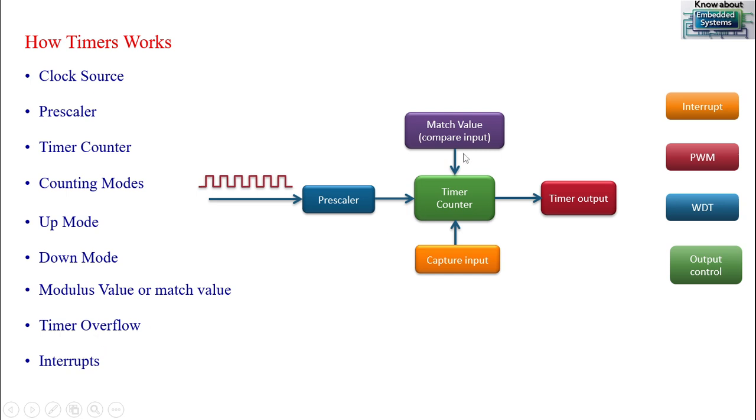Timer overflow. There are two scenarios here. Whenever the match condition occurs, the timer will overflow, and based on that, the timer output will be configured for different functionality. And the second thing is, whenever the timer reaches its maximum value, it will roll back to 0. That is called timer overflow. And then interrupts. As I told you, whenever there is a match condition or whenever there is a rollback or rollover, it is going to generate an interrupt. So this is how the timer is going to work internally in a generic way. I hope this is clear.